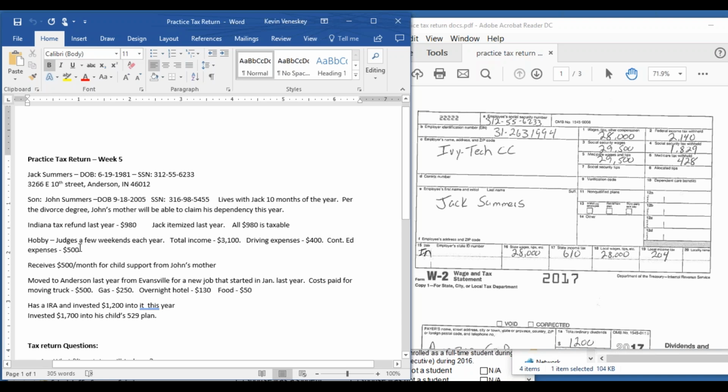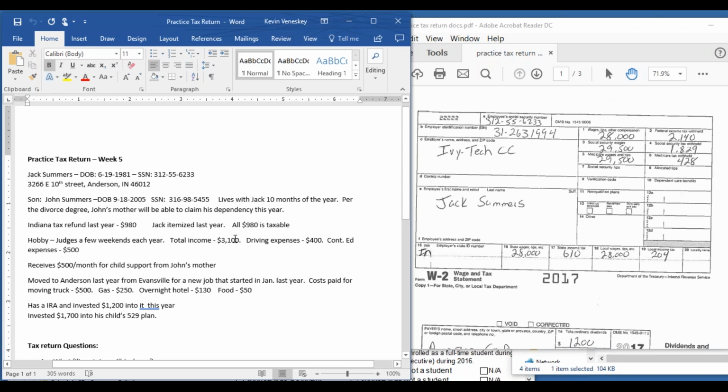We got some hobby income. We will put this in as a hobby and not as a sole proprietor with his own job. We could do it both ways and see which way comes out better. But because it's a hobby, he can only claim the income. He cannot claim these deductions unless he does itemize, and we're not going to be itemizing this week. That's for next week. So we're going to have to claim all $3,100.